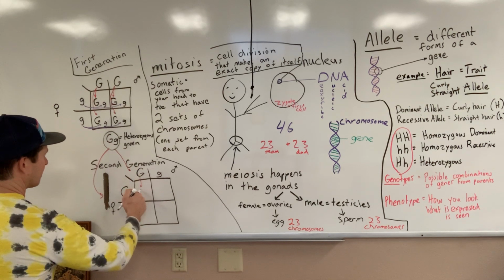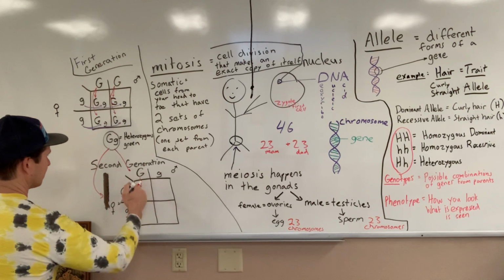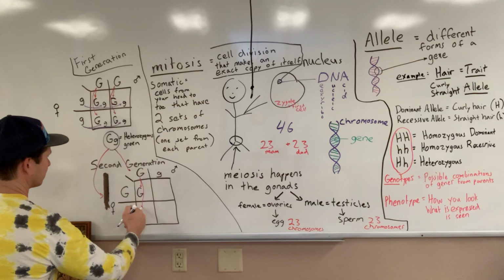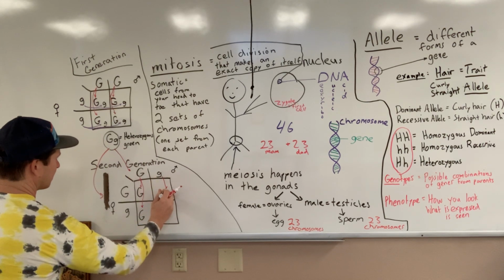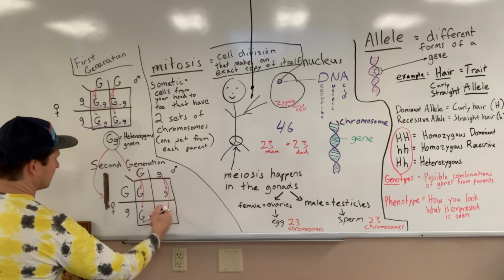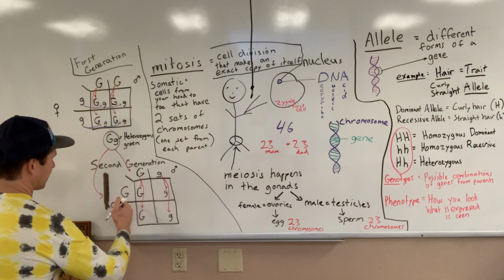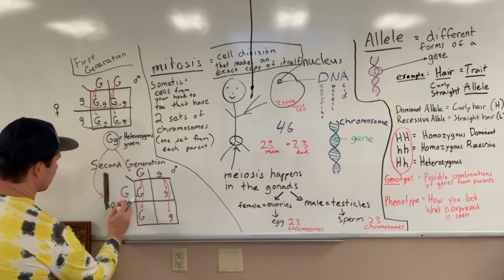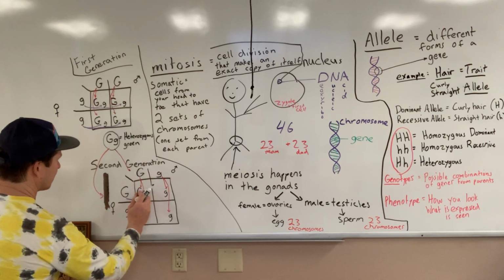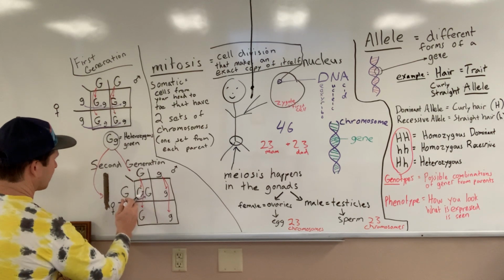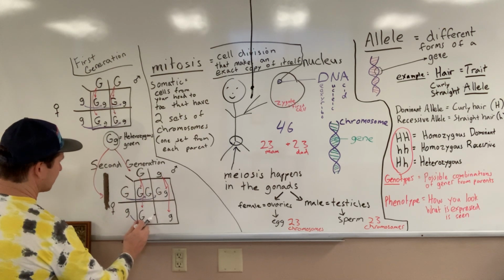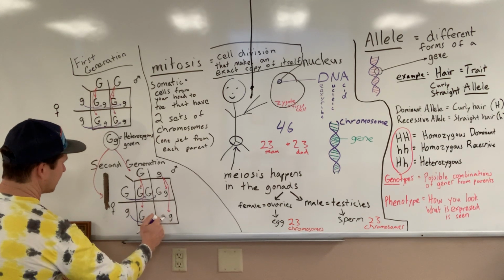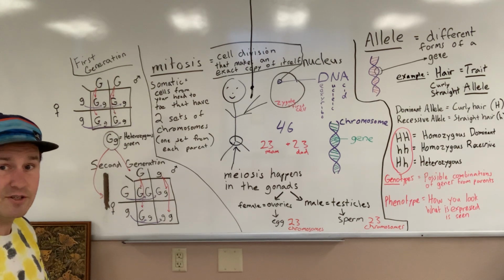Bring the capital letter G down. Capital letter G down. This time we're bringing a lowercase letter g down. And we're bringing a lowercase letter g down. And now we're going to bring across, this one has a capital to bring across to here. And you're going to bring it across to here. And then we bring the lowercase letter g across to here. And the lowercase across to here.